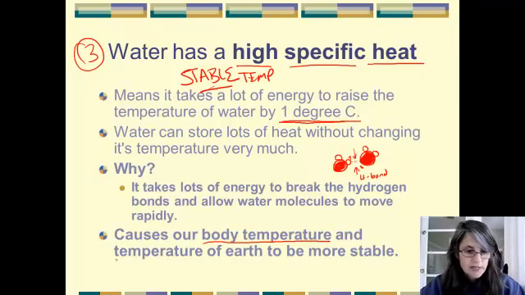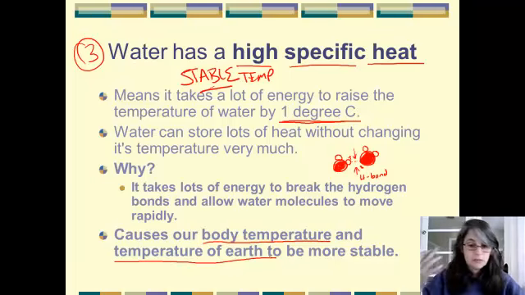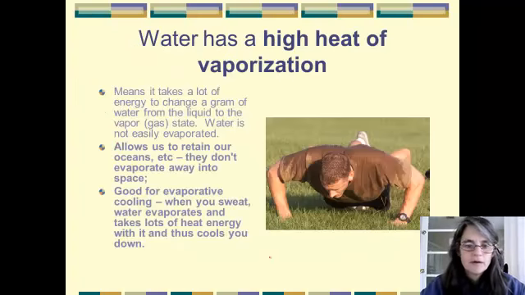And additionally, the temperature of the earth as a whole tends to be reasonably stable. And I know you might say, but it gets really cold and it gets really hot. Yeah, but not to the extremes that it does on some other planets where there's not as much water. So the temperature of the earth tends to be more stable, largely because of the way that water can store heat, lots of heat, and release it slowly, and it tends to have a very stabilizing effect on the temperature, okay?